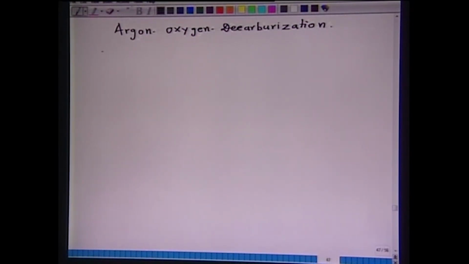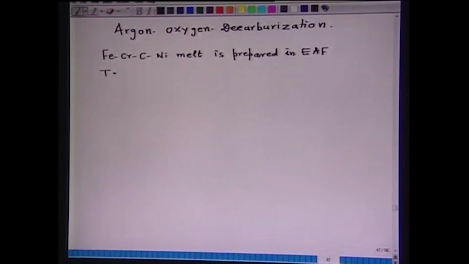In this process, the iron, chromium, carbon, nickel melt is prepared as usual in the electric arc furnace. That means this argon oxygen decarburization process works in combination with the electric arc furnace. The input of the AOD process is the output of the electric arc furnace, which is a melt containing iron, chromium, carbon, and nickel. Tapping temperature is 1500 to 1600 degrees Celsius.